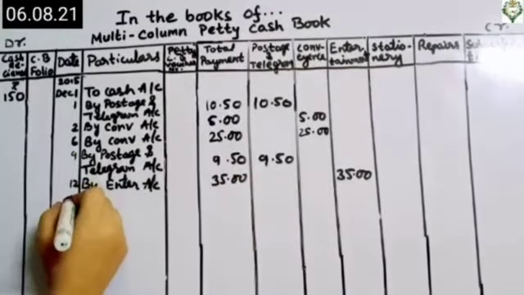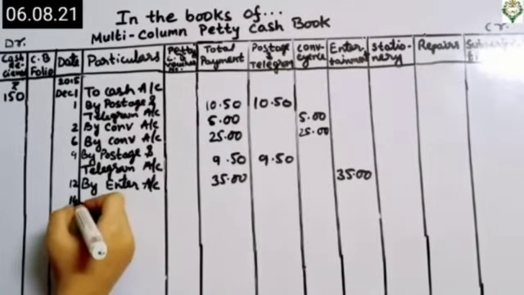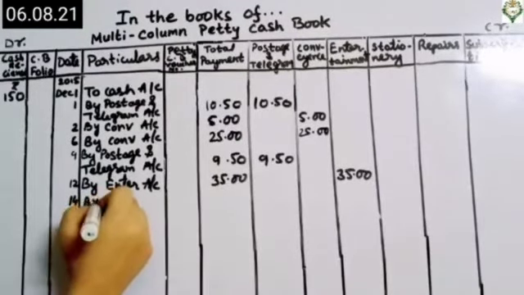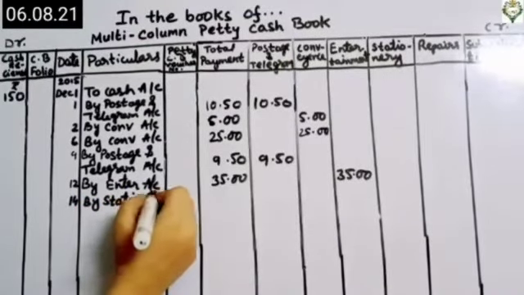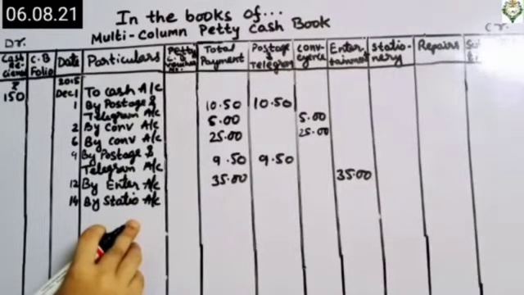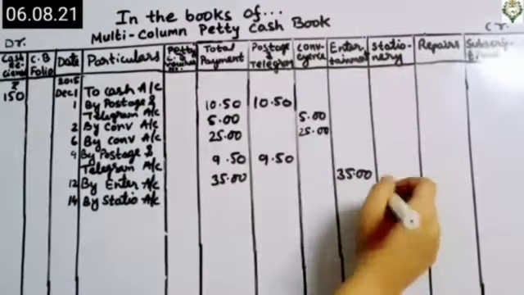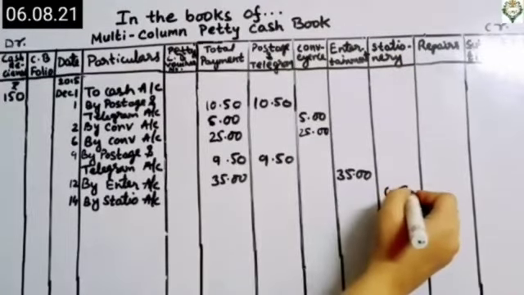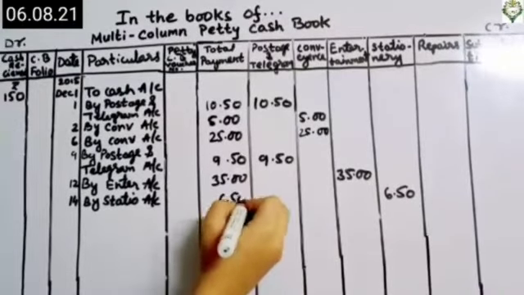Next transaction has been done on 14. It is saying purchase paper, pen and refill, that means the stationery. So we will record here by stationery account. So the amount is 6.50. This is the stationery column, so we will record here 6.50, and we will record in the total column also 6.50.